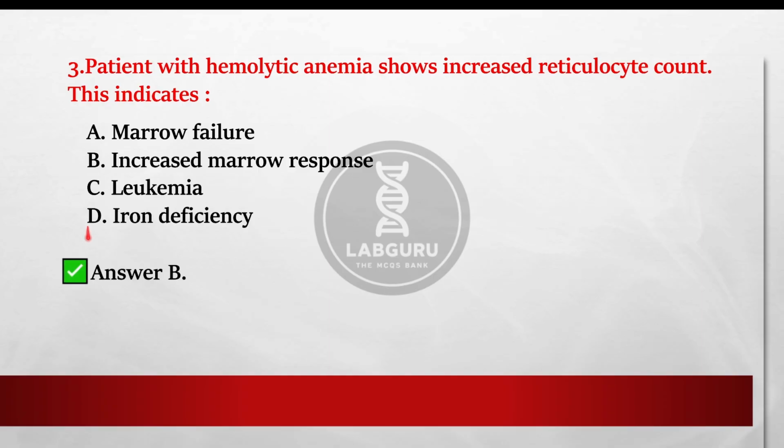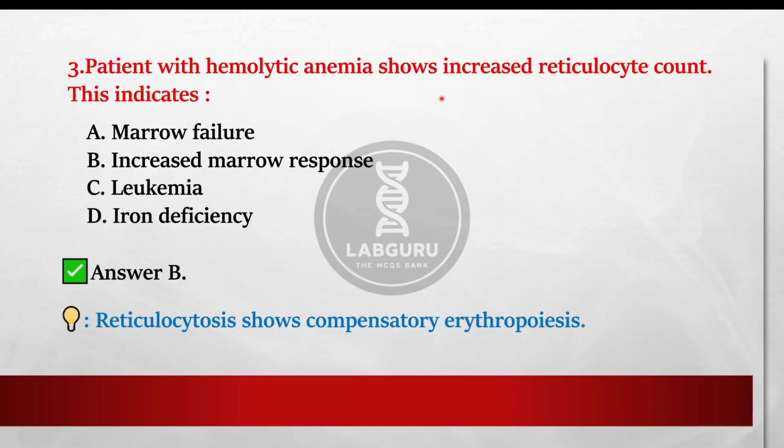The right answer is option B, that is increased marrow response. As we know, the bone marrow is responding appropriately to the premature destruction of red blood cells by rapidly producing and releasing new immature RBCs. The immature RBCs are reticulocytes, released into the bloodstream. So, if there is any destruction of the RBCs, new immature RBCs, that is reticulocytes, will be produced. Okay, reticulocytosis means an increase in reticulocytes and shows compensatory erythropoiesis.